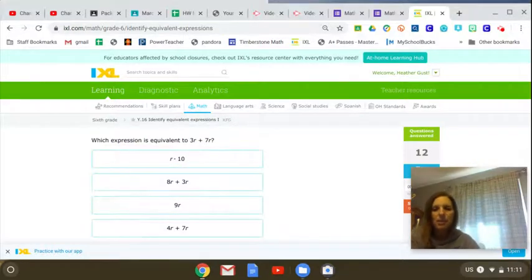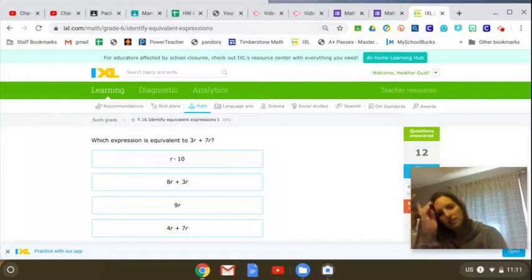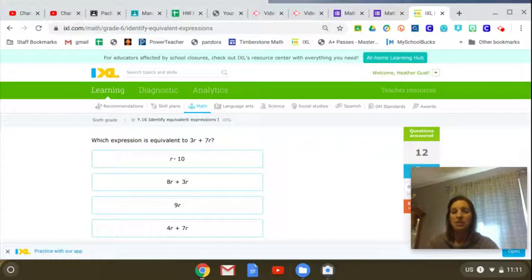Okay. Remember, if you're running into trouble with trying to figure out which to choose, use process of elimination like we just did in that last problem. You could get the problem incorrect and then look at the solution explanation. You could also email me if you have questions. Let's take a look at this one here.